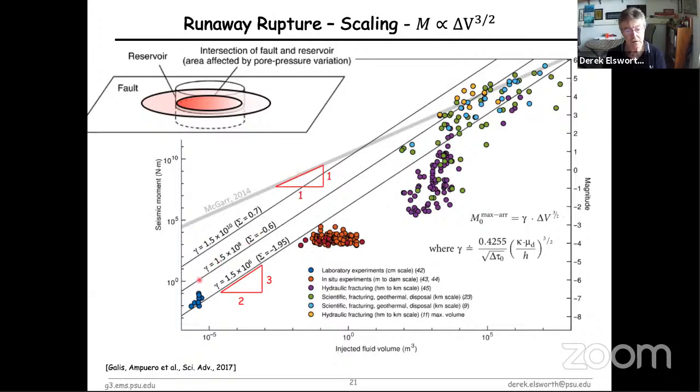And so the case that they make is that by having the event go outside this region, you change the scaling. Of course, this 3 over 2 scaling is well recognized as scaling for the magnitude of the event being proportional to 3 over 2 times the length of the fault that fails.